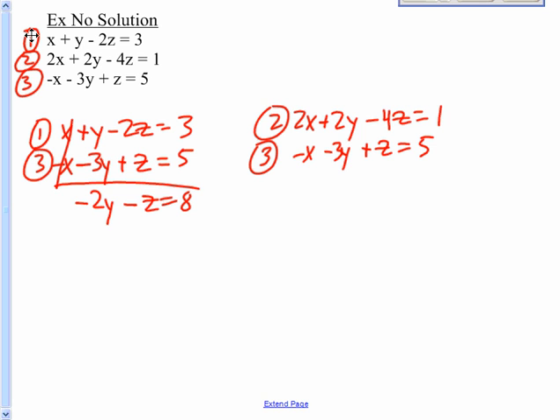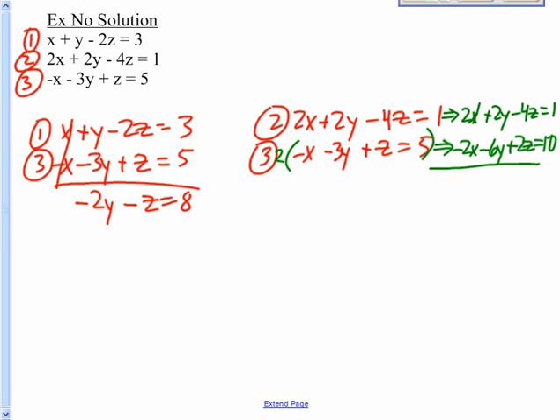I have to get rid of x, so I'm going to multiply this by 2, so that becomes a negative 2x. Let me write this down below here. Negative 2x minus 6y plus 2z equals 10. This one stays the same: 2x plus 2y minus 4z equals 1. Gone. Negative 4y minus 2z equals 11. Now I use those two, A and B. I'm going to use elimination on those.